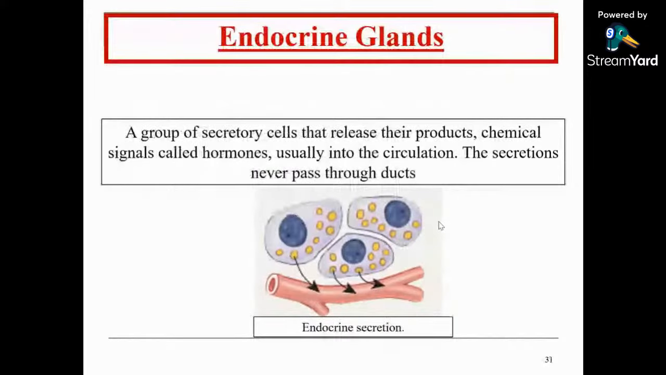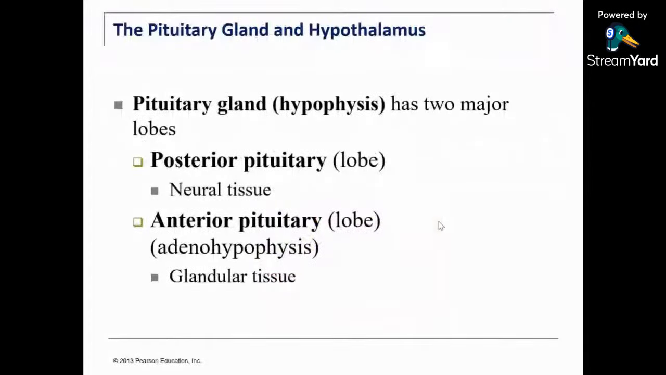Now we will move on to the endocrine glands, which secrete these hormones. It may be defined as a group of secretory cells that release their products, chemical signals called hormones, usually into the circulation. The secretion never passes through ducts; it passes through the blood or lymph.